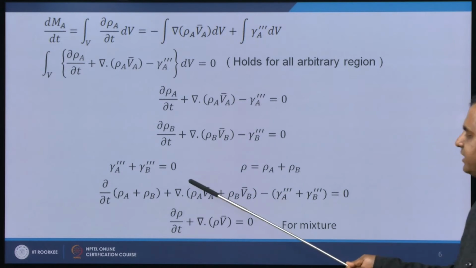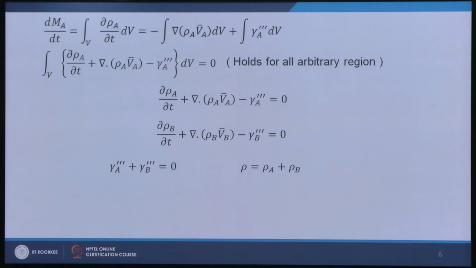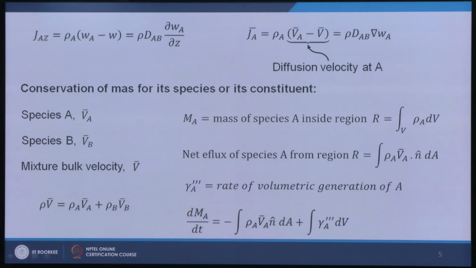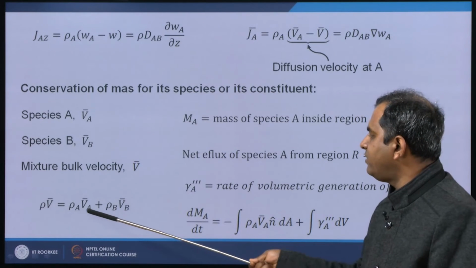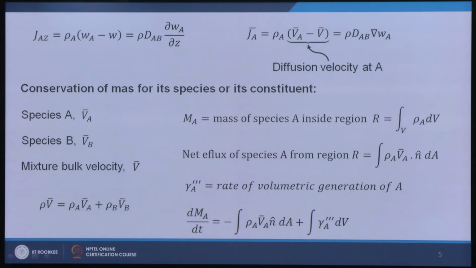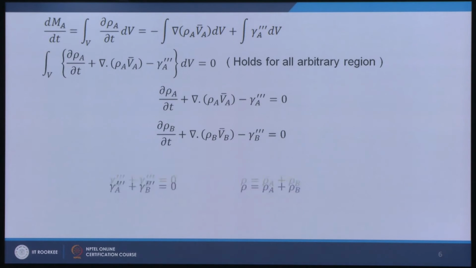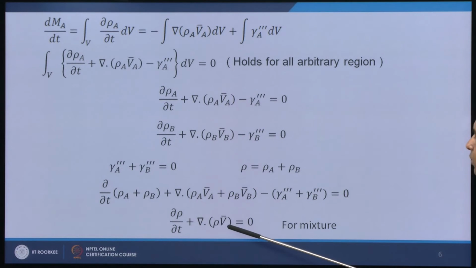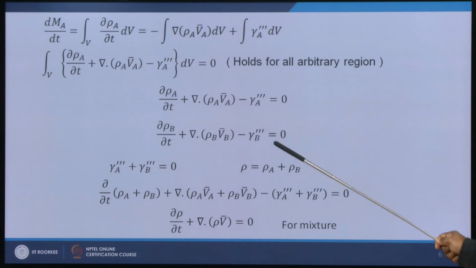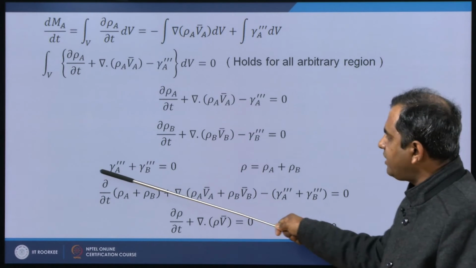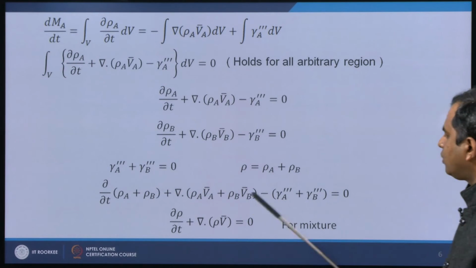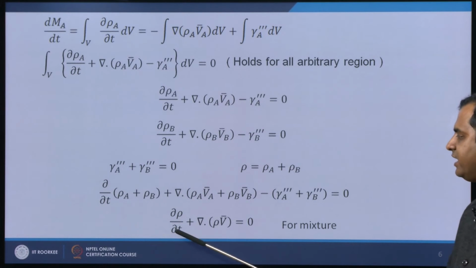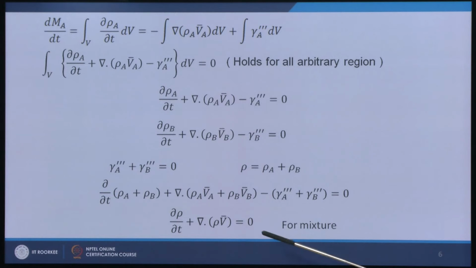Okay, so this once again can be written as rho V for the mixture, as we have shown over here. Rho V is equal to rho A V A plus rho B V B, which is the mixture bulk velocity. So these two terms will give me del dot rho V, and the other terms, by virtue of gamma A triple dash plus gamma B triple dash, go to 0. So for the mixture we get the simple continuity equation in this fashion. Considering the mixture as homogeneous, we get this equation.